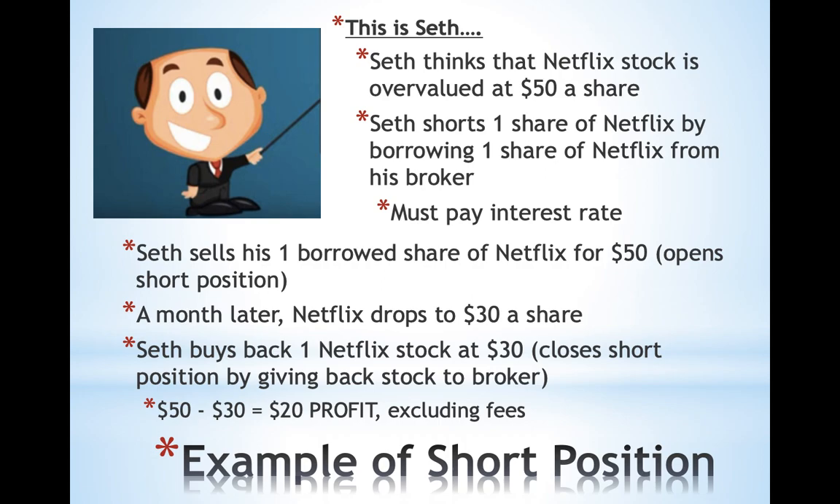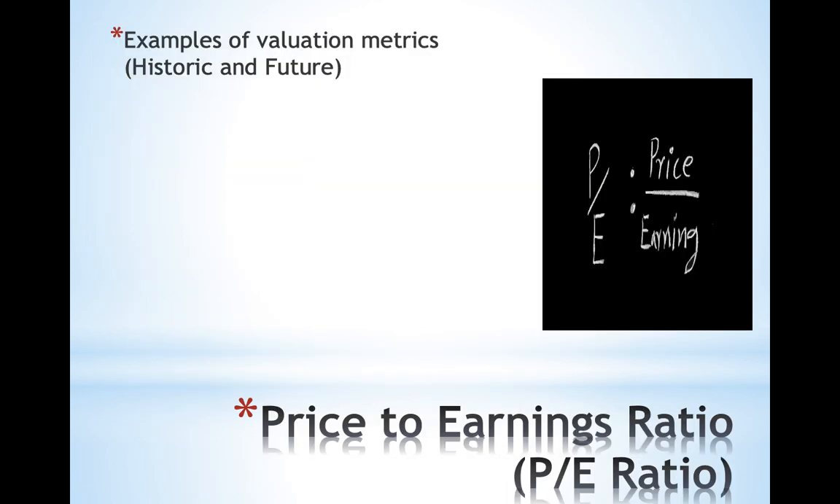Seth believes Netflix is overvalued. So he's going to borrow one share of Netflix and sell it on the market for $50. Then when it drops to 30, he's going to buy it back on the market. So he went to the market and sold it for 50, he's going to buy it back for 30, and he's going to give that share back to his stockbroker. All the stockbroker wanted was an interest rate for however long Seth kept it, and ultimately Seth makes $20. Now, this will make much more sense once we do it on the stock market game, and I do apologize if this made it worse, but let's keep going.